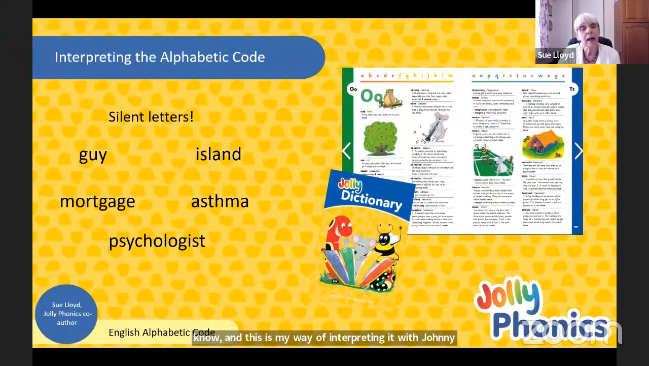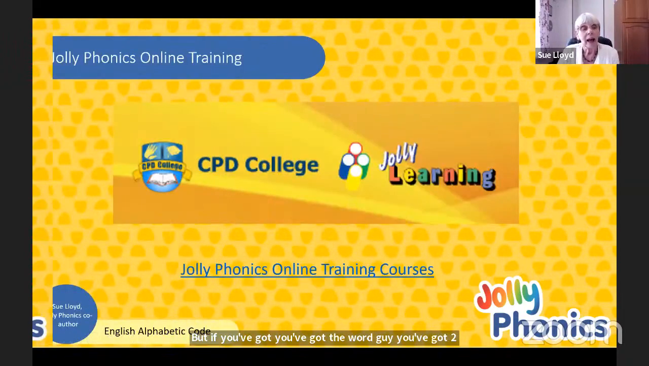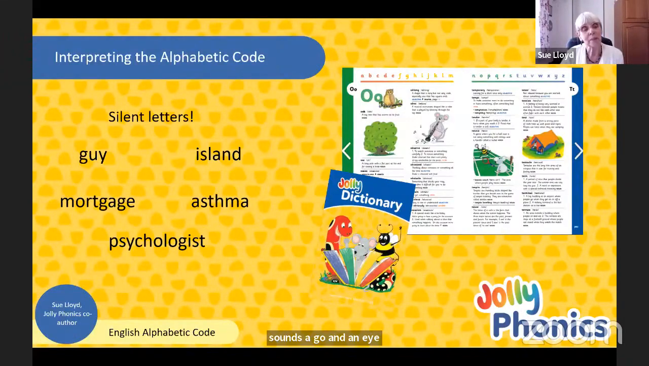But if you've got the word guy, you've got two sounds, a G and an I. Now, are you going to put the U with the G and say that's another way of writing G? Or are you going to put the U with the Y and say it's another way of writing I? So there's no right or wrong. People who write the programs have to do what they think is best. With island, do you put the S with the I as another way of writing the I, or do the S and L go together as another way of writing all? Personally, and in Jolly, we say the U is a silent letter and the S is a silent letter.